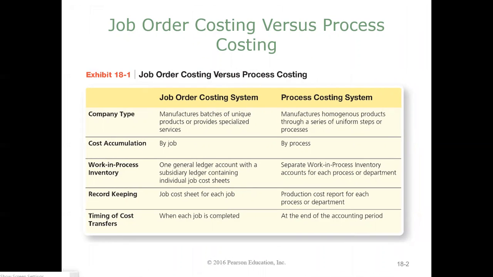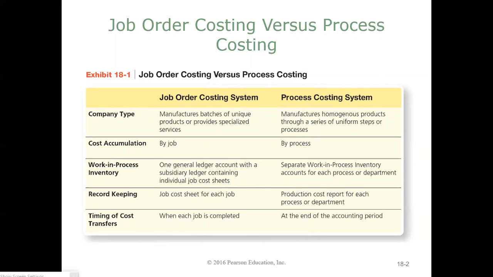So again, this is just comparing them. We won't linger on it. I just kind of explained it. The thing that's going to be different is we're going to separate our work in process inventory accounts for each process or department instead of job cost sheets. And we're going to use what's called a production cost report for each department to figure out our costs, okay?